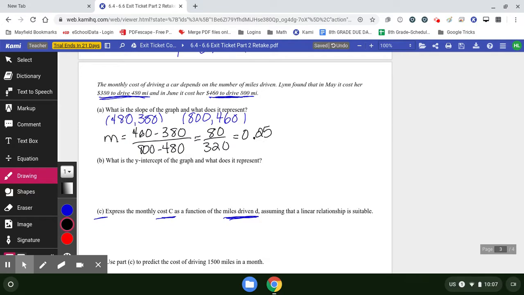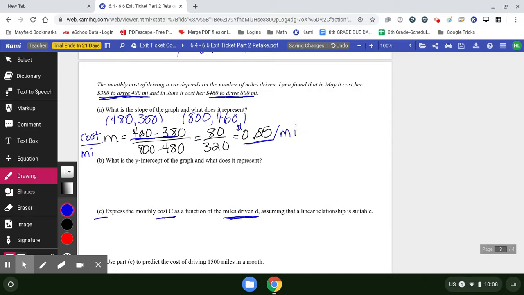Okay, what does that represent? I can look at what I actually have in my slope formula over here. You're going to notice on the top here, that's my cost. The bottom is the number of miles. So this 0.25 is the cost, the dollars per mile.